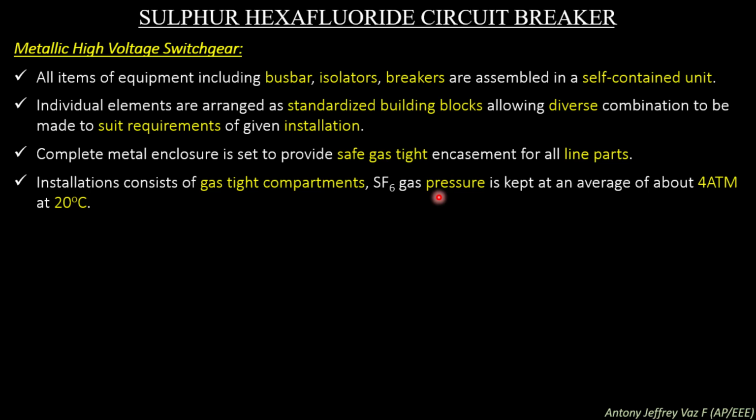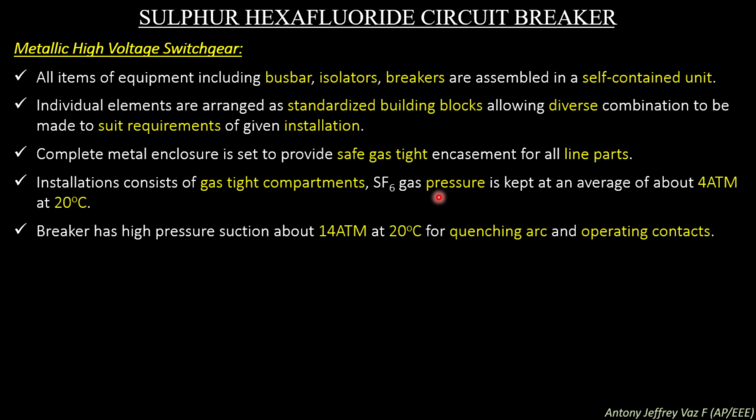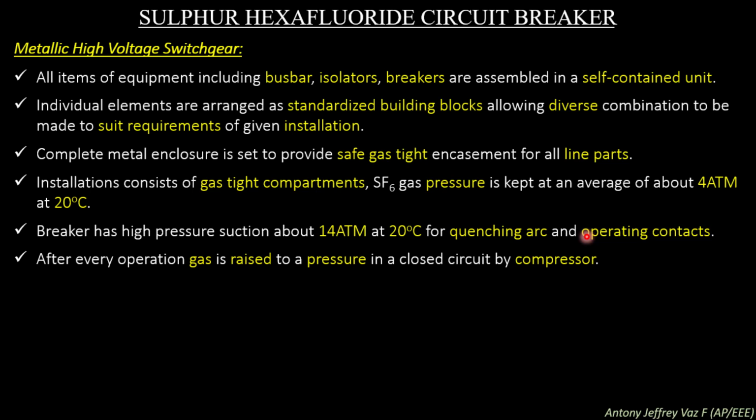So the overall SF6 circuit breaker must be present inside a gas-tight box and the pressure should be maintained at 4 atmospheric pressure and the temperature should be maintained at 20 degrees centigrade. Breaker has high pressure section of about 14 atmospheric pressure at 20 degrees centigrade for quenching the arc and operating the contacts. So when arc is struck, the process of blowing the gas along the axial direction of the arc is made at about 14 atmospheric pressure at 20 degrees centigrade.